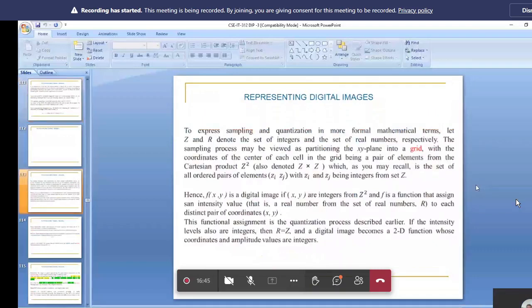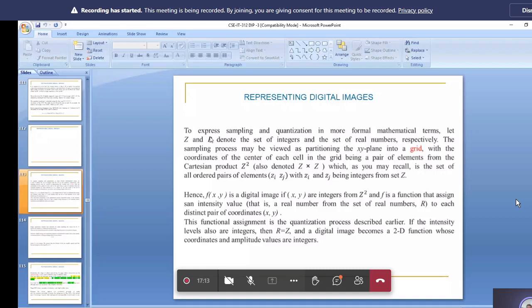So to express the sampling and quantization in more formal mathematical terms, let Z and R denote the set of integers and the set of real numbers. So here this Z represents the set of integers and this R represents the set of real numbers. Meaning, whatever your value will be, it will be from this real number set and within it. It should be a subset of this value.